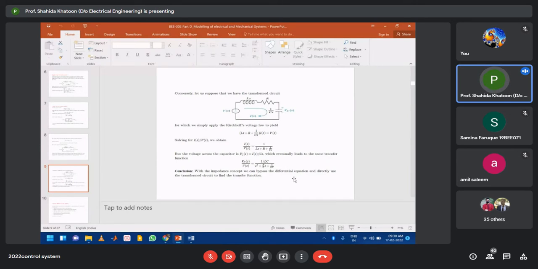So the conclusion is that with the impedance concept, we can bypass the differential equation and directly use a transformed circuit to find the transfer function, right? So you can draw this diagram and write the differential equation and the Laplace equations. Okay.